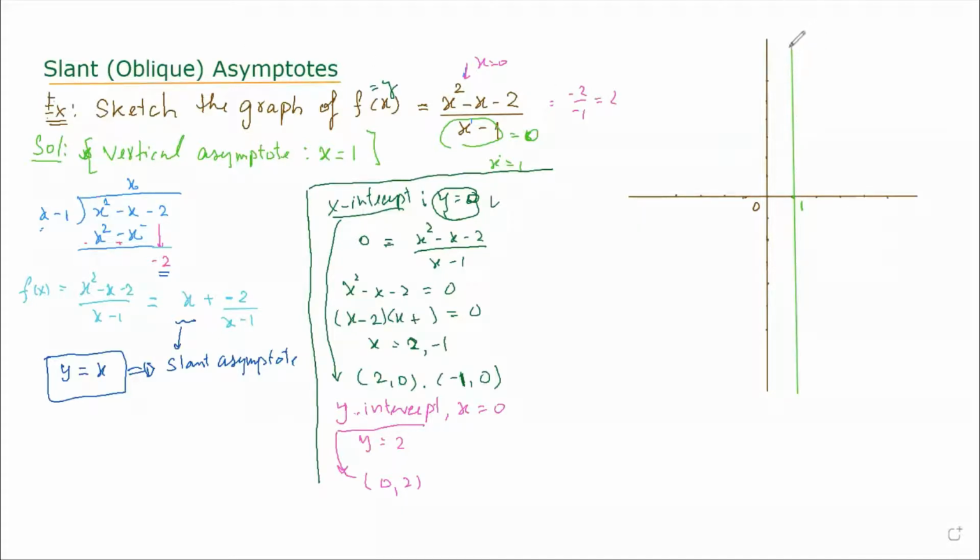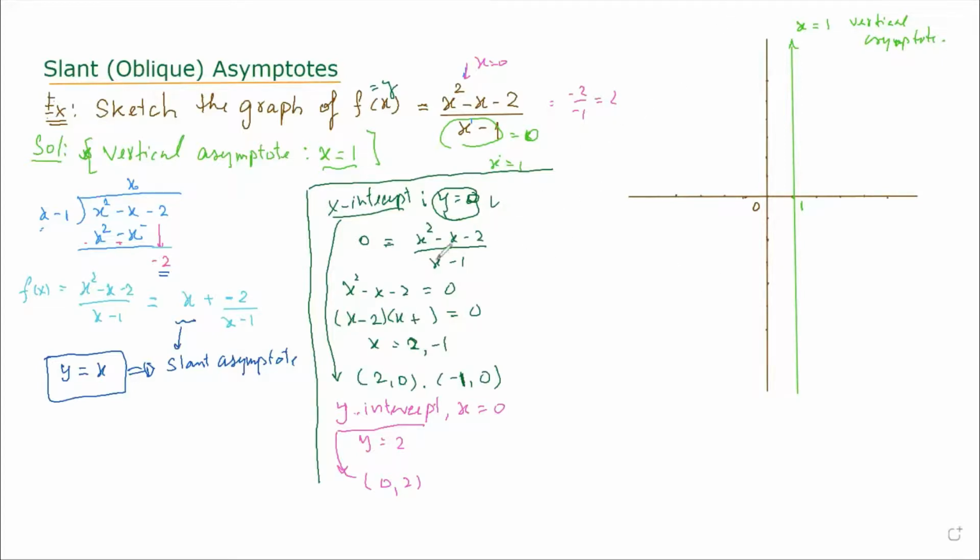So this one means x equal to 1, right? This one is the vertical asymptote.